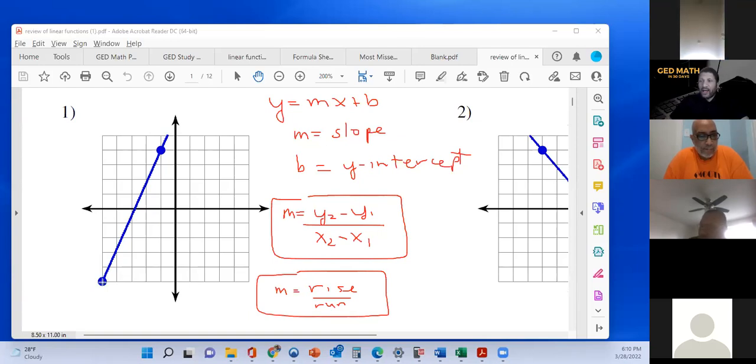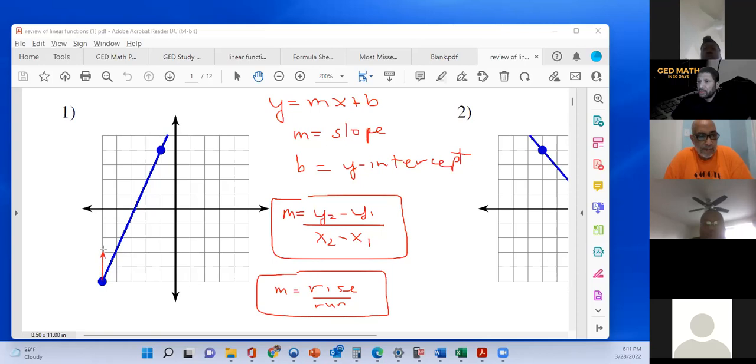What direction is rise? Up or down. Hold on, Mr. Tinsley. How can rise be up or down? Because if your number is positive, you're going up. But if you're going down, your rise is negative. Does everybody understand that? Yes. Okay, so I want you to count with me.